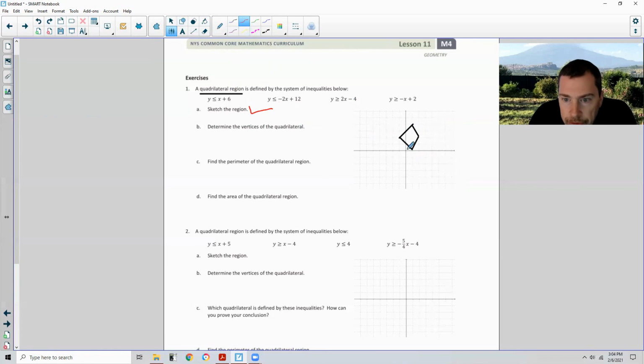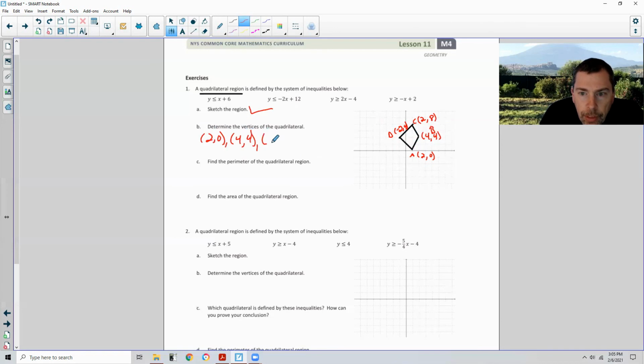Determine the vertices of the quadrilateral. Remember, it's twos. So if I call this A, it's the point (2, 0). This is the point (4, 4), we'll call that B. And this is C, that's going to be (2, 8). And then finally D is over here, and that's (-2, 4). I'm going to put them in order, starting with A: (2, 0), (4, 4), (2, 8), and (-2, 4).